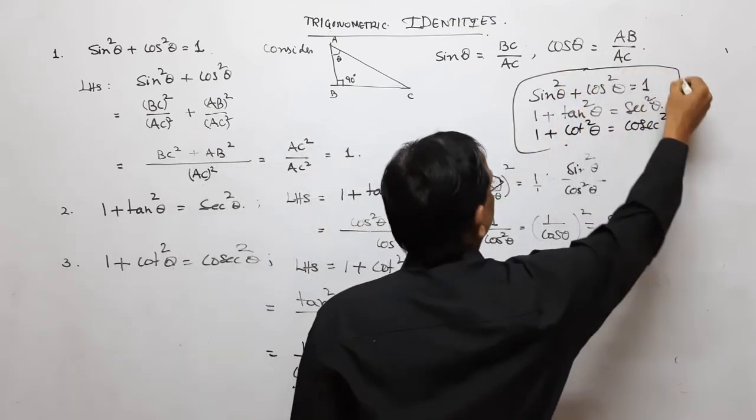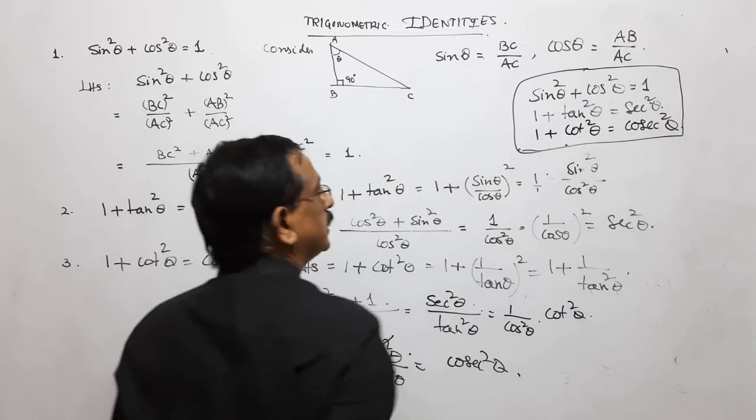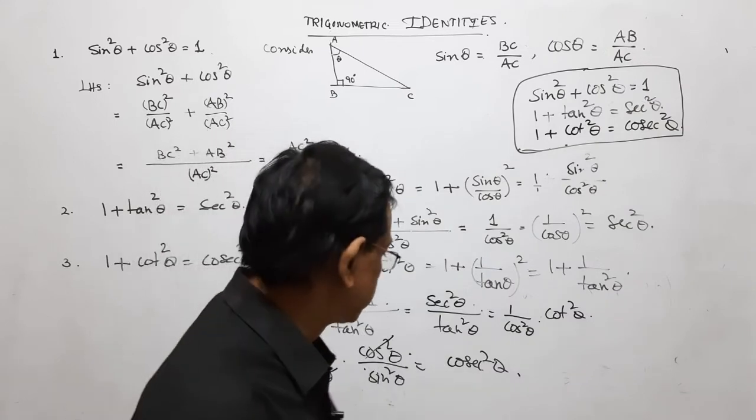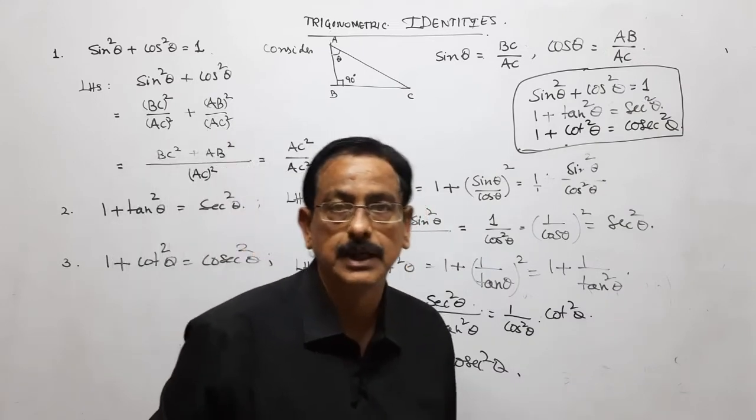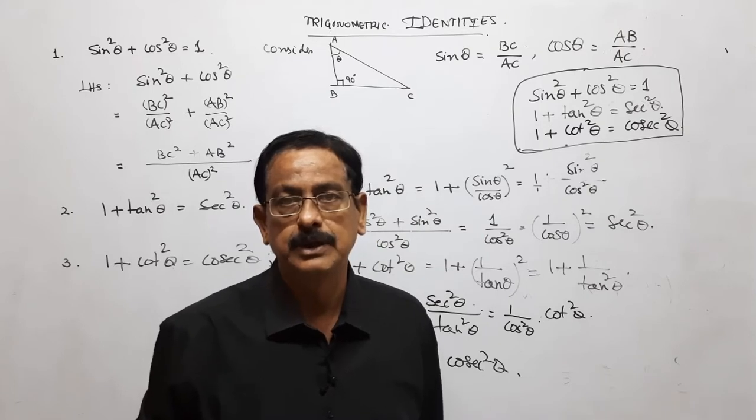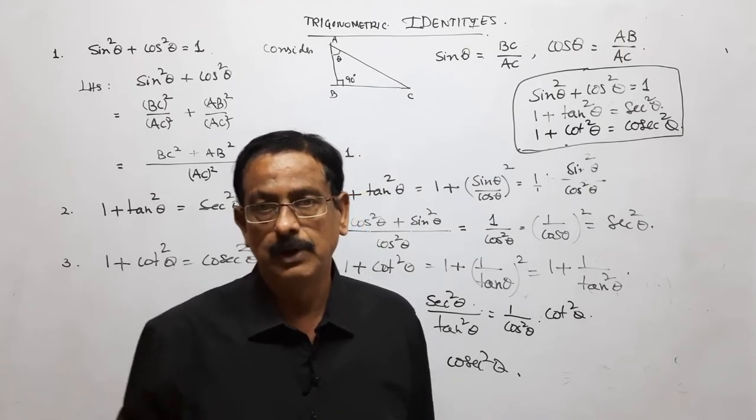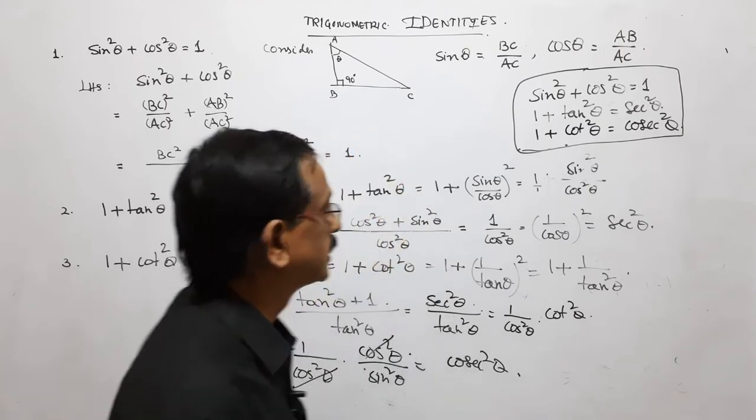These three are very crucial identities in trigonometry. Sin square theta plus cos square theta is 1. 1 plus tan square theta is secant square theta. 1 plus cot square theta is cosecant square theta.